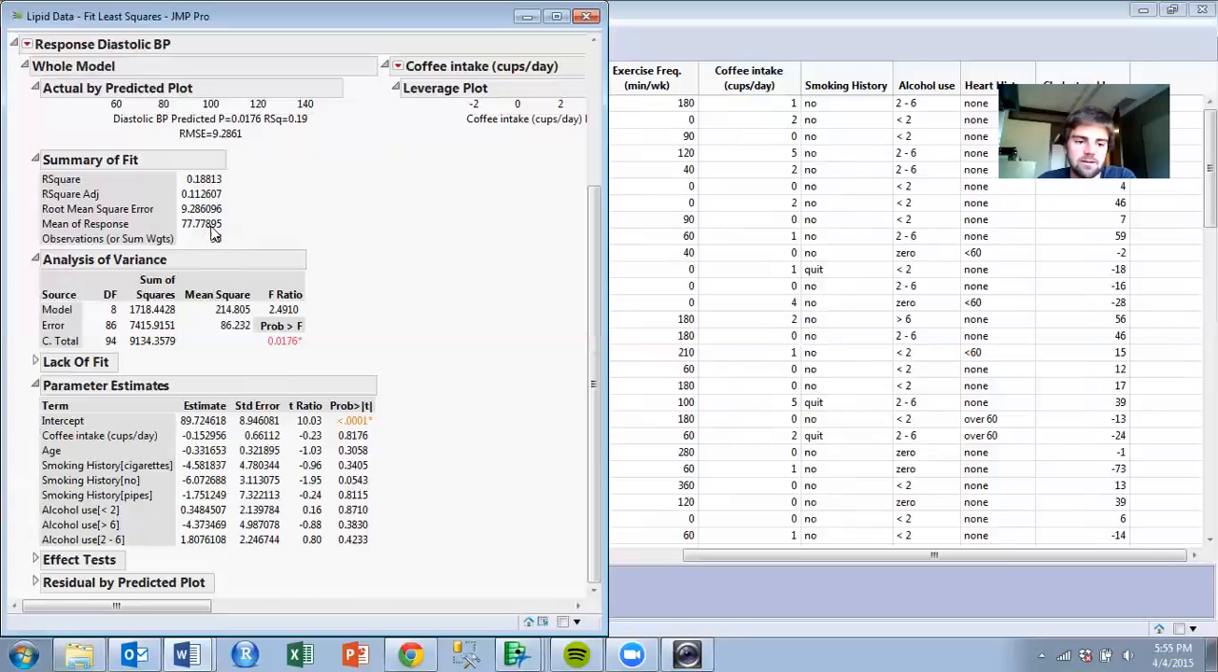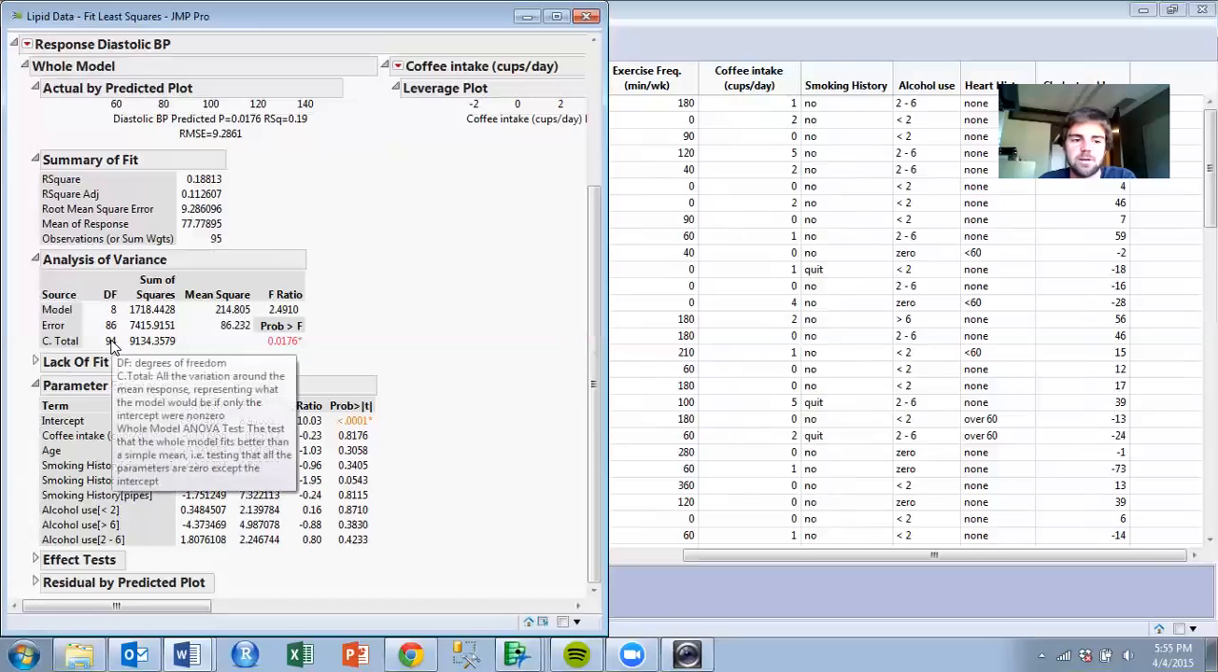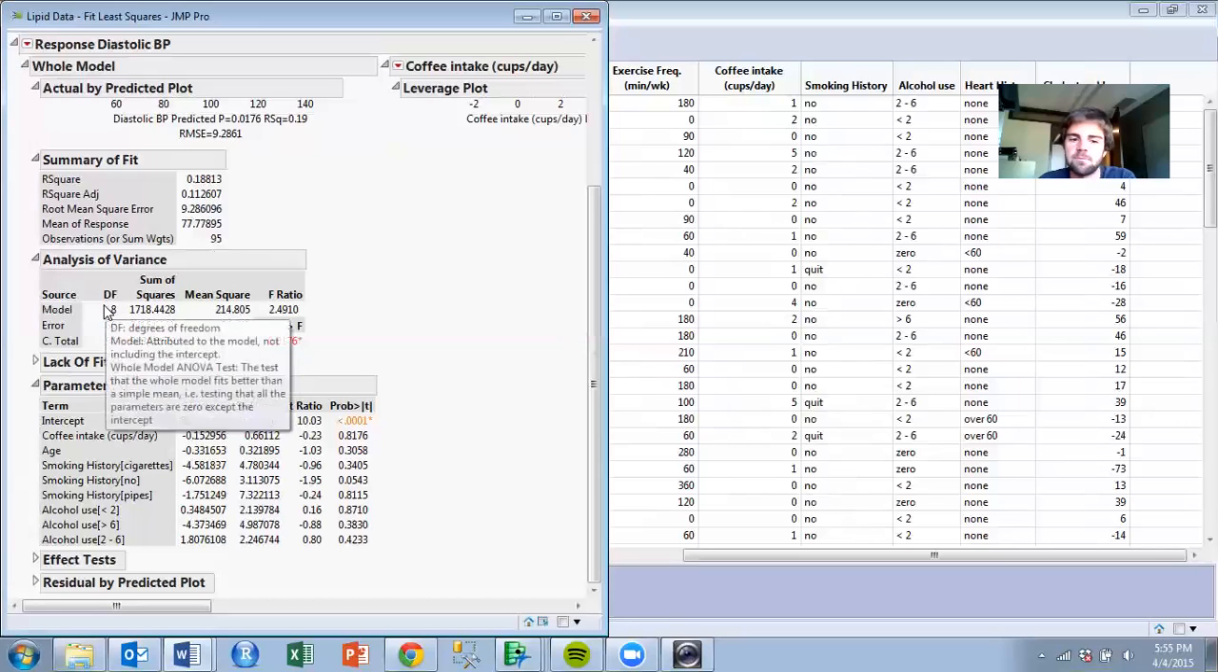And you can see that we have 95 observations. So that helps us in our ANOVA table. So remember, if we have 95 observations total, the corrected total is the number of observations minus 1. For our model, we have n minus the number of betas. And here you can see we have 1, 2, 3, 4, 5, 6, 7, 8, 9 betas. So for this error term, that's 95 minus the 9 betas gives us 86.